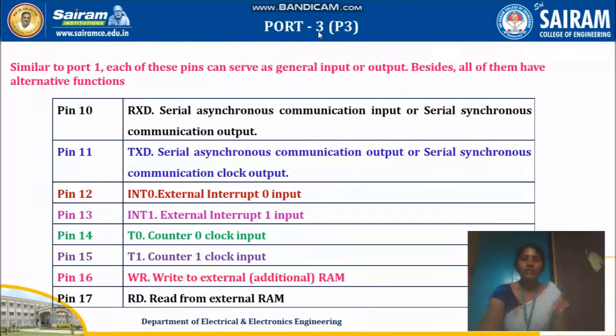Next is your port 3. As we discussed earlier, port 3 has I/O interfacing. In addition to the I/O interfacing, it has got additional activities like receive data, transmit data, external interrupt 0, external interrupt 1, counters T0 and T1. T0 and T1 are nothing but timer 0 and timer 1. You can either make it to use as a counter mode or timer mode, then read signal and write signal. In addition to I/O interfacing, port 3 can have an alternative function with respect to your serial communication, interrupts, timers, counters, read and write signal.